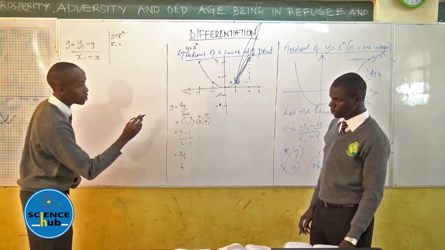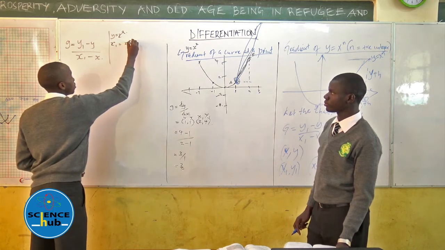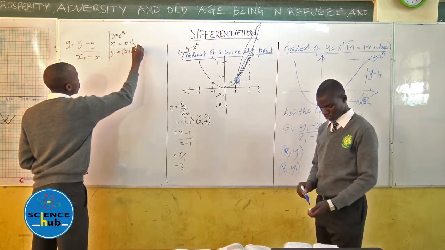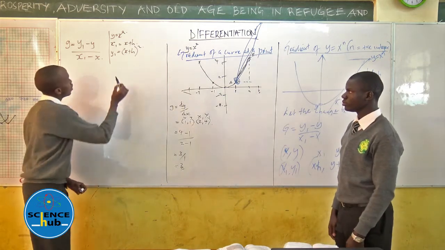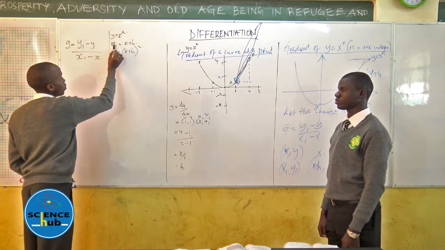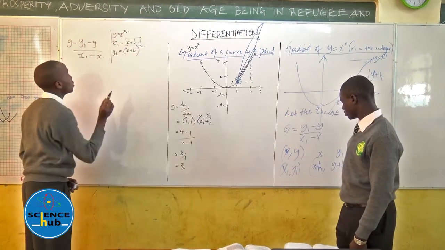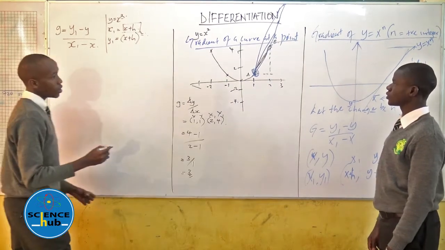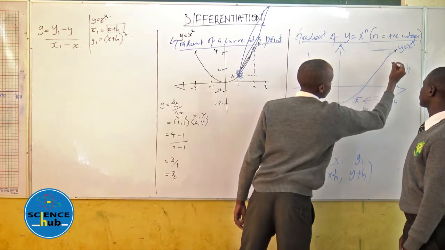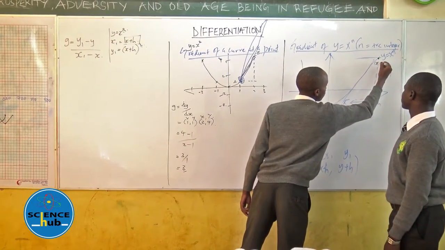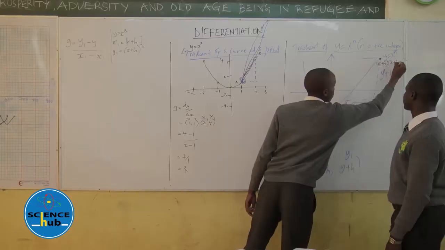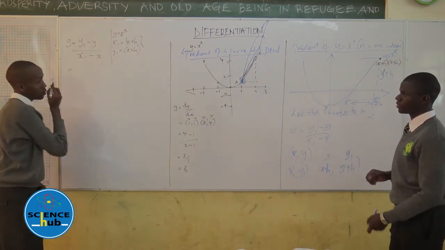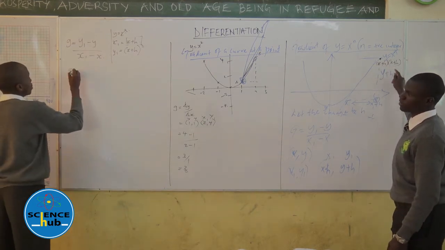My friend has just said that x has a change, so it will be x plus h. And y1 will be (x plus h) squared. I hope you understand, because y goes with x, and x1, as you see, is the same, that is x plus h. So we have the square. So what is our y1 at this point? It is going to be (x plus h) squared.